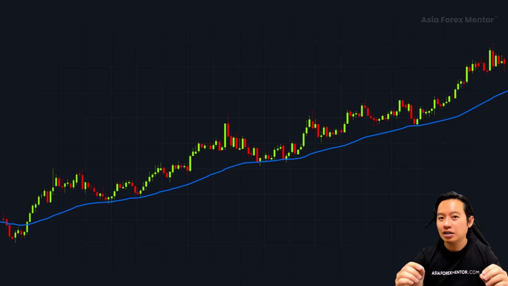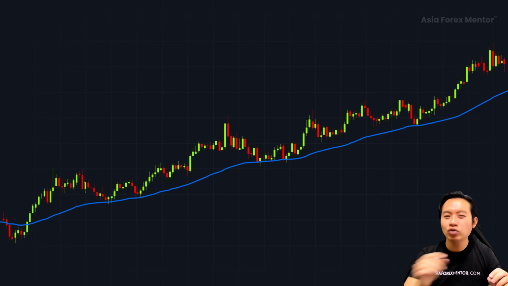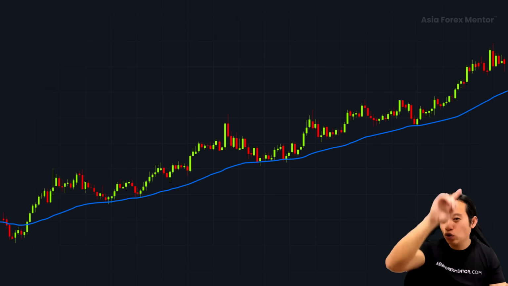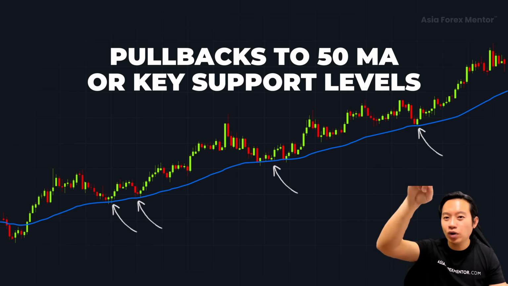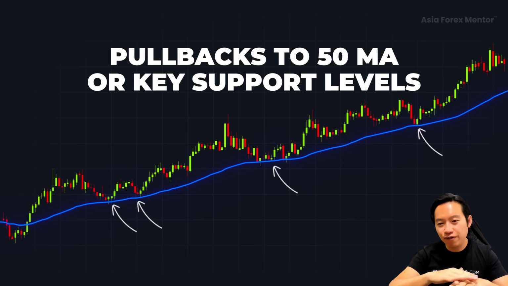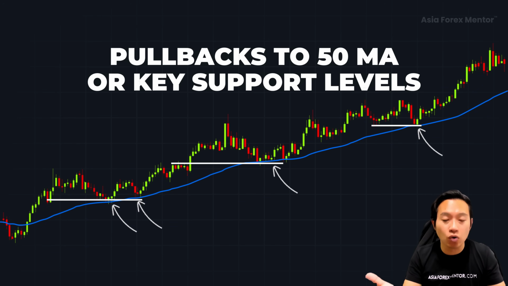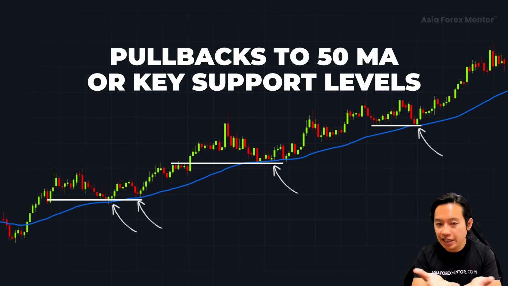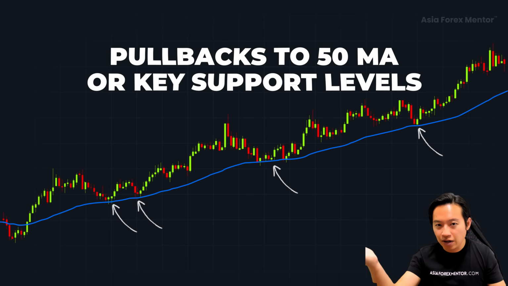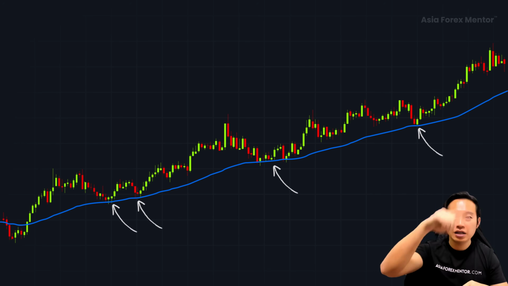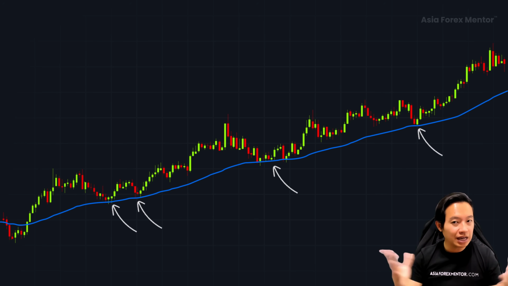So now, the trend is your friend. To capitalize on the trend, what are we going to do? We don't just want to enter randomly at the top, because otherwise we'll be entering right smack at the highs. We want to wait for pullbacks to the 50 period moving average, or key support levels. It's not only one method. So these are ideal entry points to buy before the trend resumes upwards.